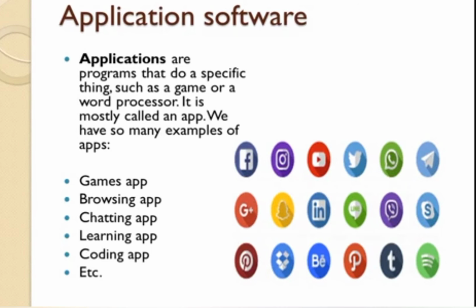It is mostly called an app. That is what we call it. Now, with the name application software, it is seen as an app. An app can do a specific thing, like an app for chatting, which is WhatsApp, cannot be used to browse. The only work that it does is to chat and talk with friends.